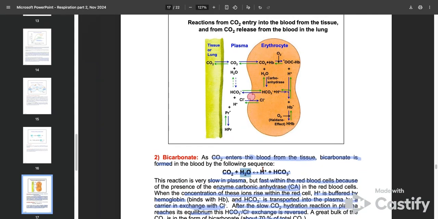Where does this happen exactly? It happens in the red blood cells. So this reaction is very slow in plasma. However, it is very fast within the red blood cells because of the presence of the enzyme carbonic anhydrase, which is in the red blood cells.